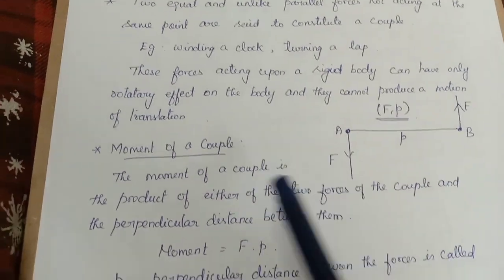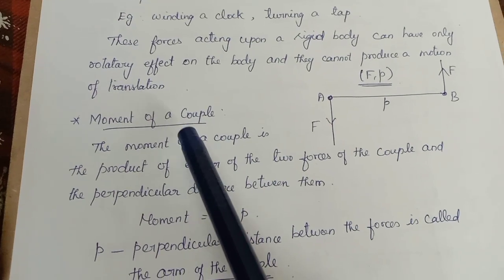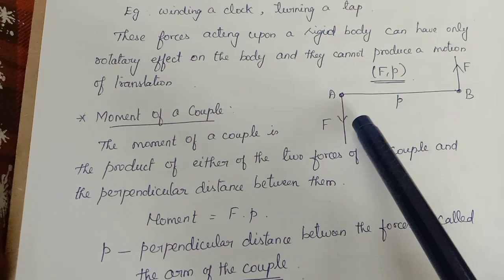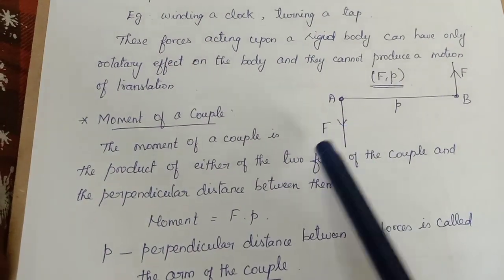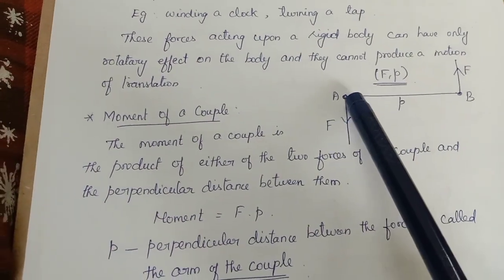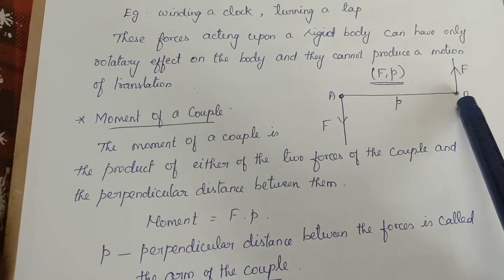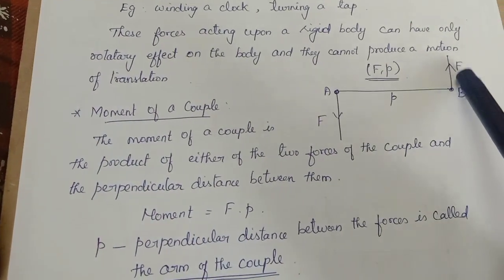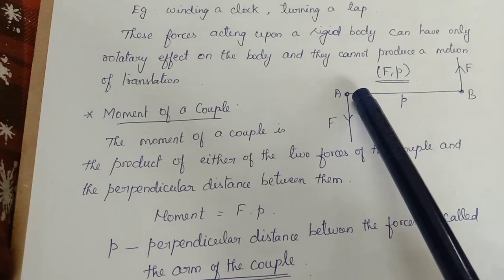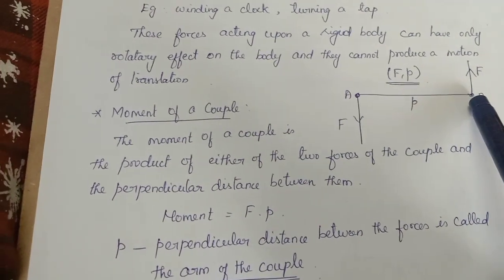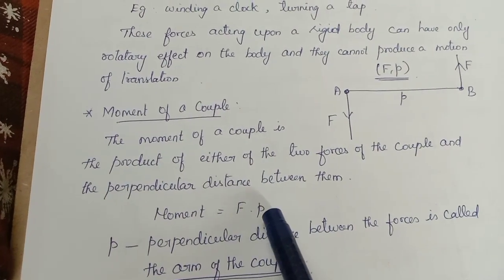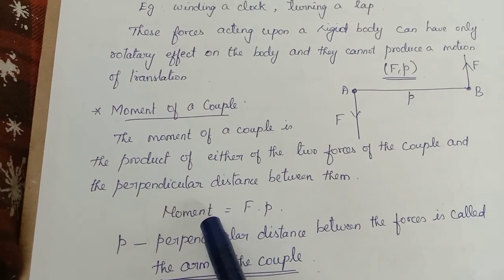Next one is moment of a couple. A couple is measured by means of its moment. Two forces are acting. You take any one of the forces and the perpendicular distance between the lines of action of the forces. This is the line of action of the first force and this is the line of action of the second force. You measure the perpendicular distance between the two lines of action. Then the product of the force and the perpendicular distance will give you the moment.